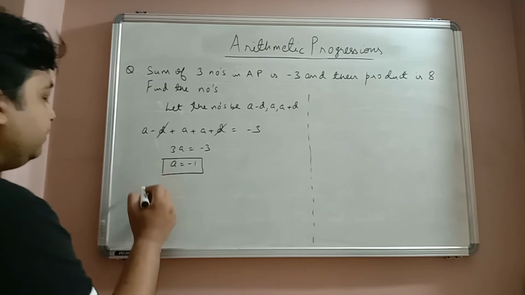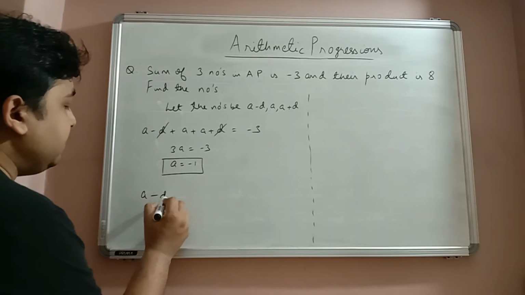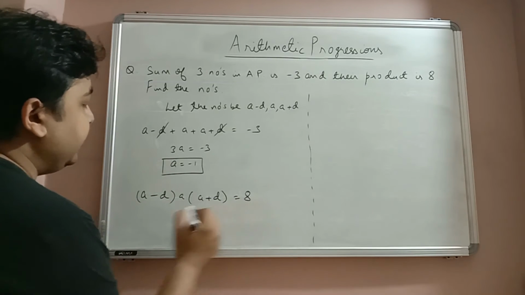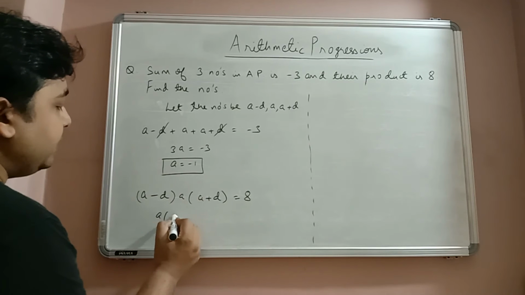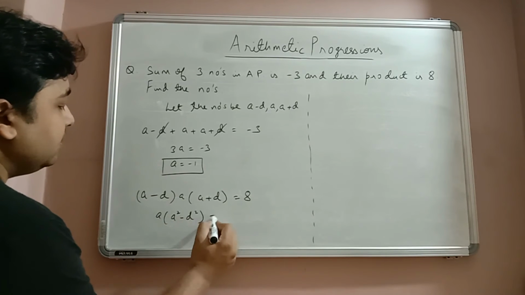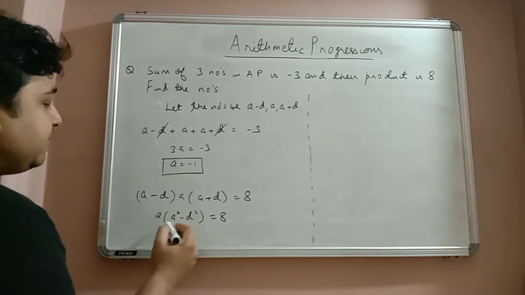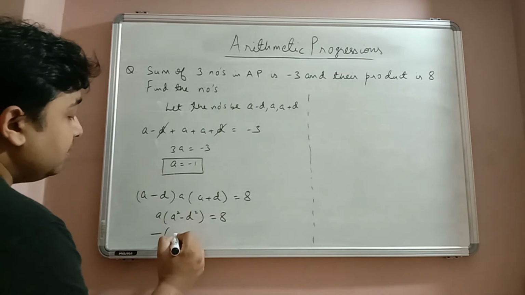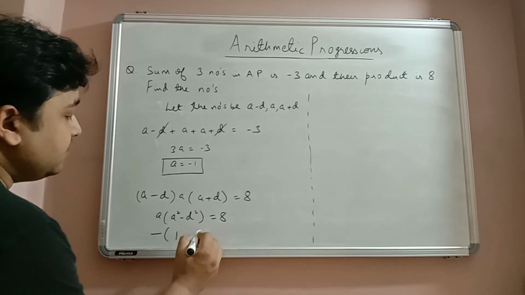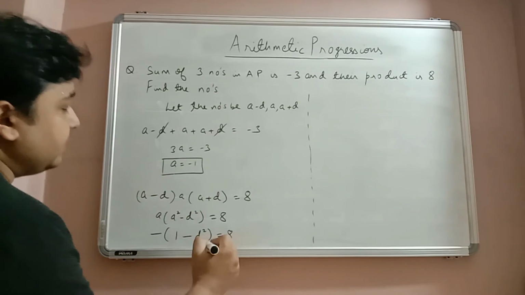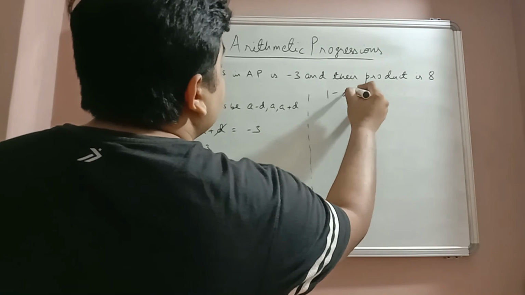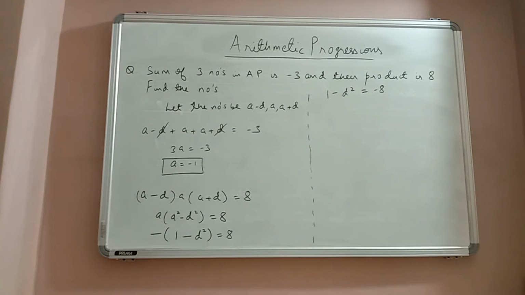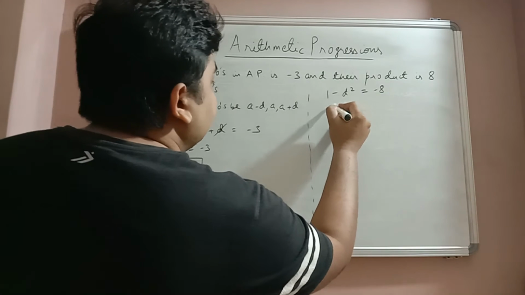Let's take up the product of these three numbers. The product is a minus d into a into a plus d, which equals 8. Now this becomes a into a square minus d square equals 8. Let's put the value of a. A is minus 1. So this becomes minus 1 into 1 minus d square equals 8. So we got 1 minus d square equals minus 8, and d square equal to 9.